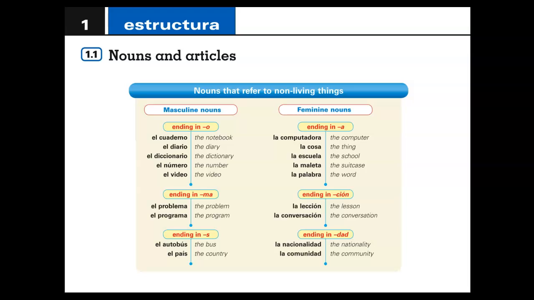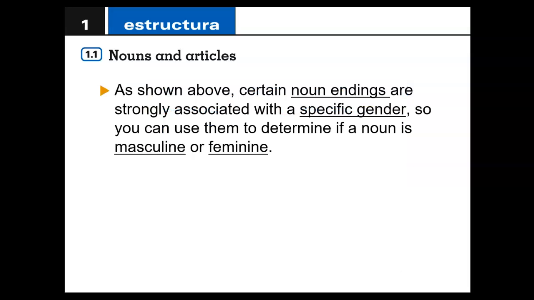So on the other side, you have your feminine nouns. Again, some of the endings that will help you figure out if it's feminine or masculine would be if it ends in an A, it's going to be feminine. If it ends in CION, it's feminine. If it ends in DAD, it's feminine. Okay, so we have examples here for you.